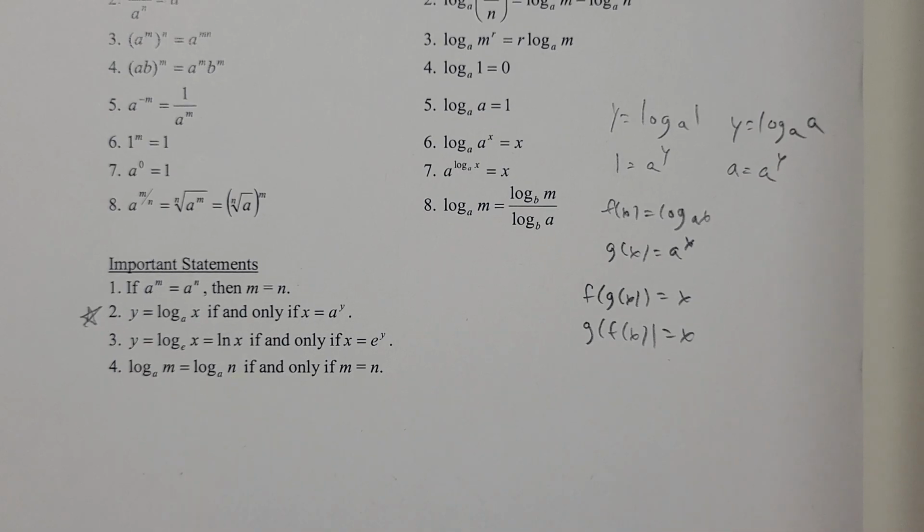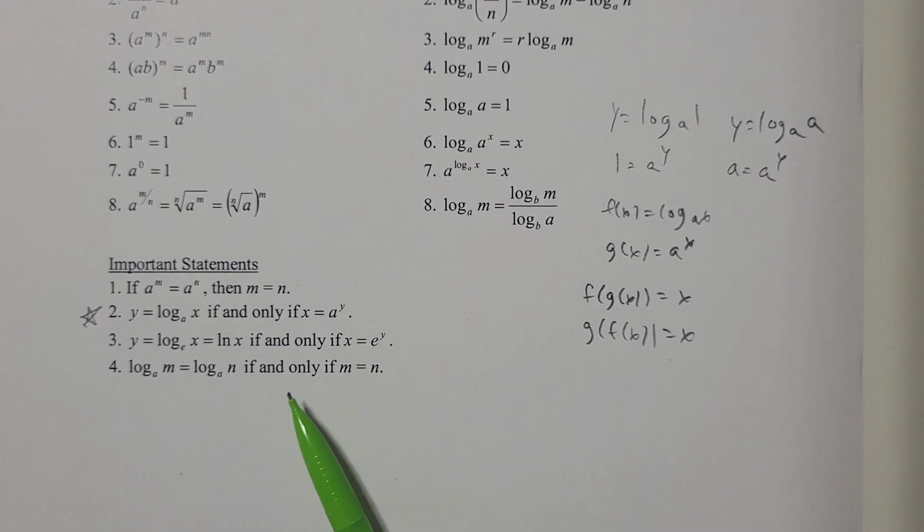Statement number 3 is also the definition of a logarithm, but for when you have the special base e. Even though the base is e, the definition is still going to be the same as it was here. Then statement number 4, we have not seen statement number 4, but it says that if you have a logarithmic equation where you have the same base on both sides, so log base a of m equals log base a of n, then you can remove the logarithmic notation and set the inner terms to be equal. So m would be equal to n.